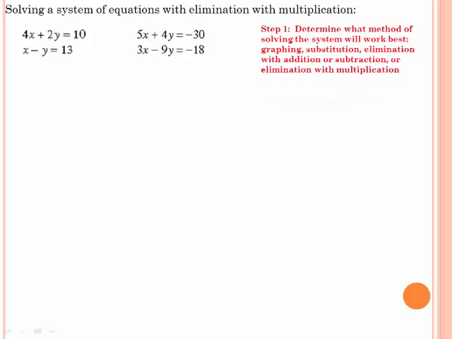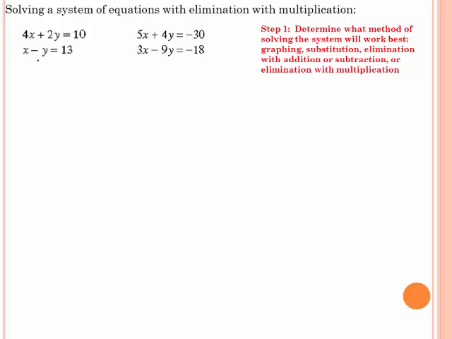Solving a system of equations with elimination with multiplication. Here I have two systems. Step 1, I'm going to determine what method of solving the system will work best: graphing, substitution, elimination with addition or subtraction, or elimination with multiplication. Now, graphing I'm not going to use because I don't know for sure if it's going to give me an exact answer, and I need an exact answer.